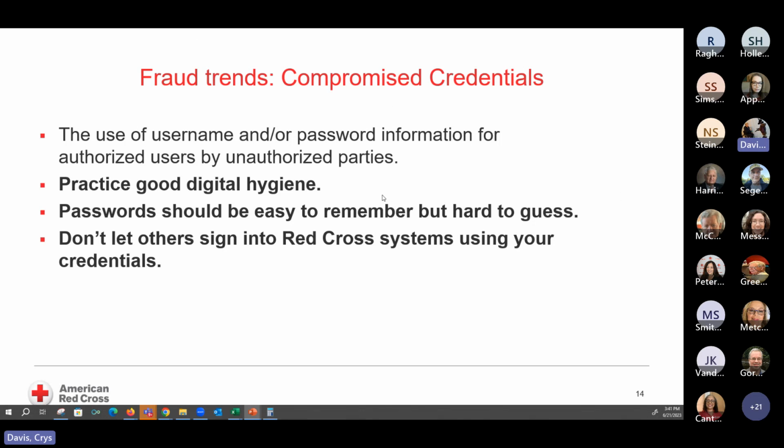Are there any questions about any of the types of fraud we have discussed the last two months, before we get into the next thing? Quiet group today.